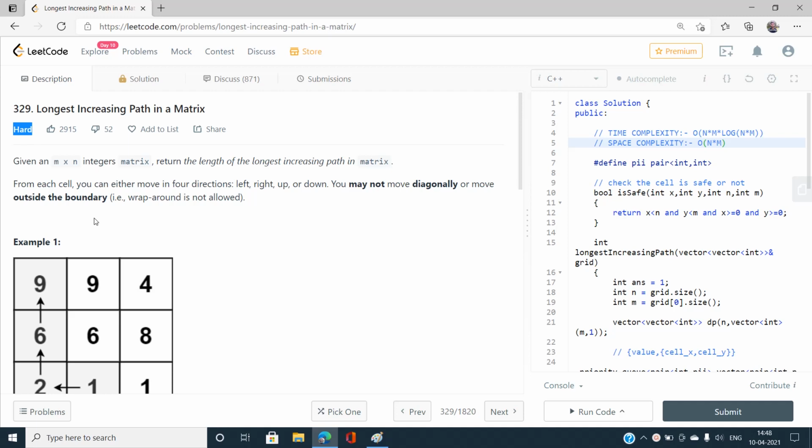This problem can also be solved using the depth first search technique, like we do in graphs. So let's discuss the problem now and find out the best solution related to this problem.